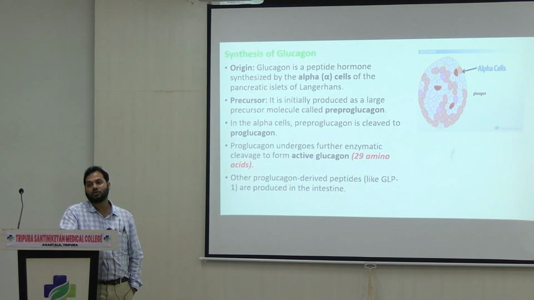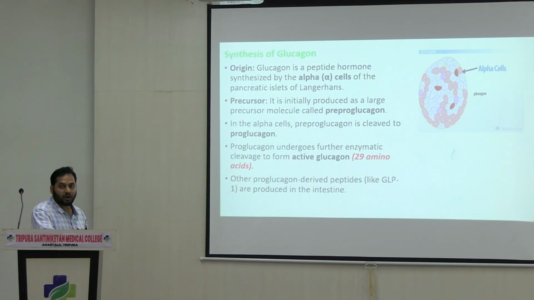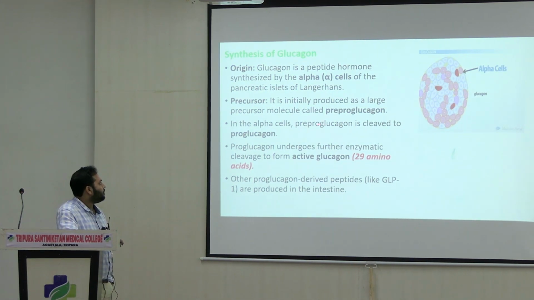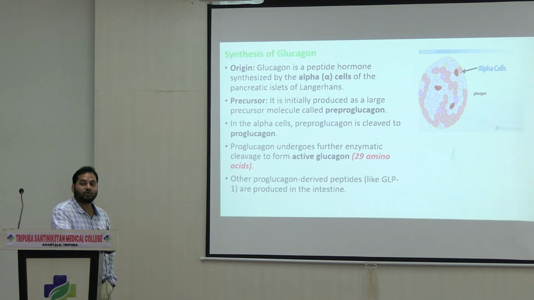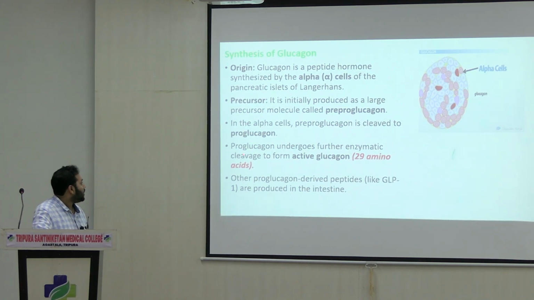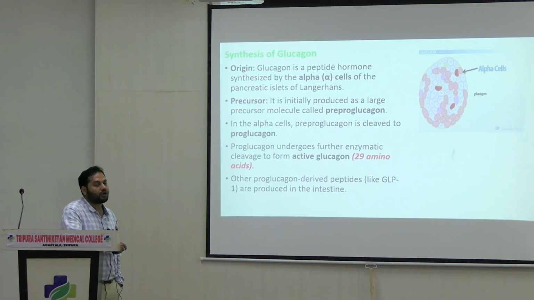If you see the characteristics of pre-pro-glucagon and the active form of glucagon, you'll find some differences. In the alpha cells, pre-pro-glucagon is converted to pro-glucagon. Like the previous case, a cleavage takes place, which shortens the polypeptide chain length. And ultimately, pro-glucagon undergoes further enzymatic cleavage to form the active form of glucagon.